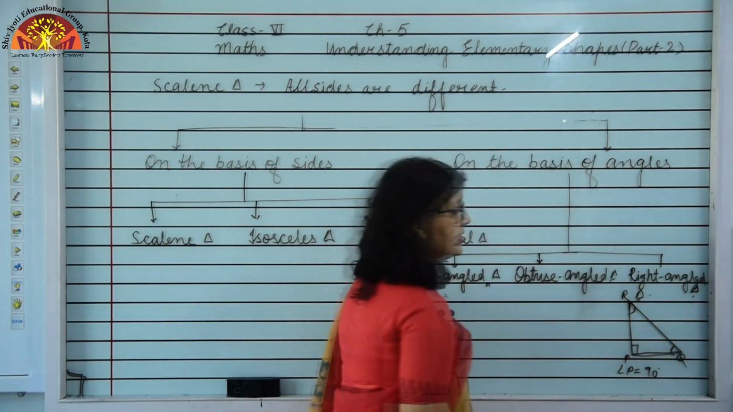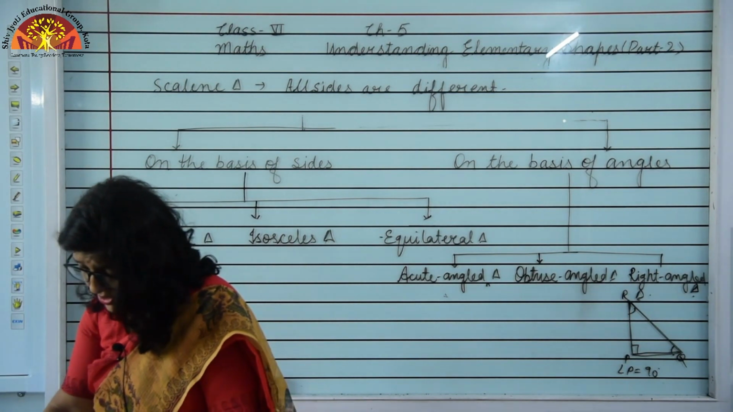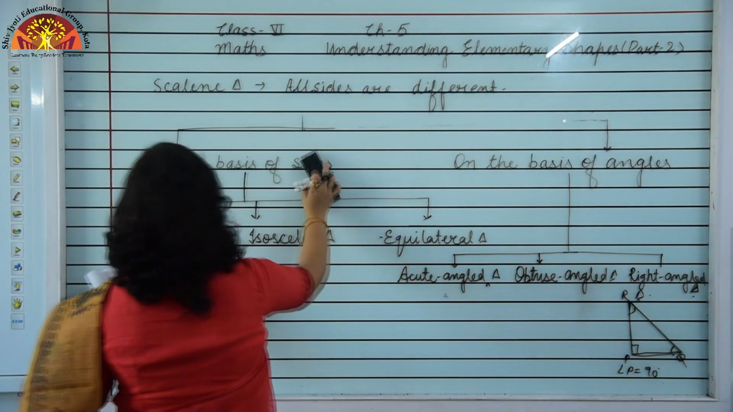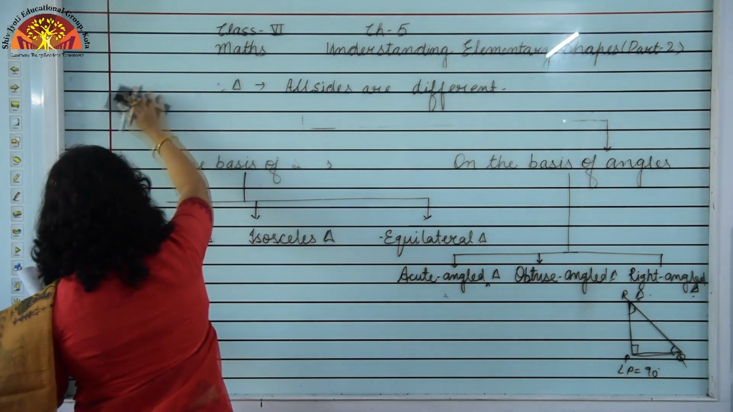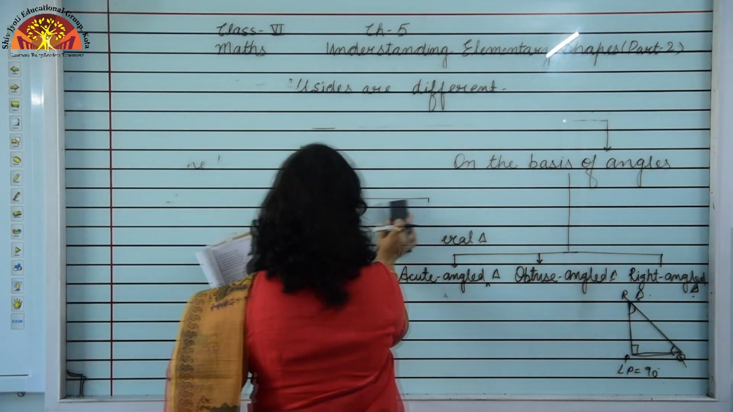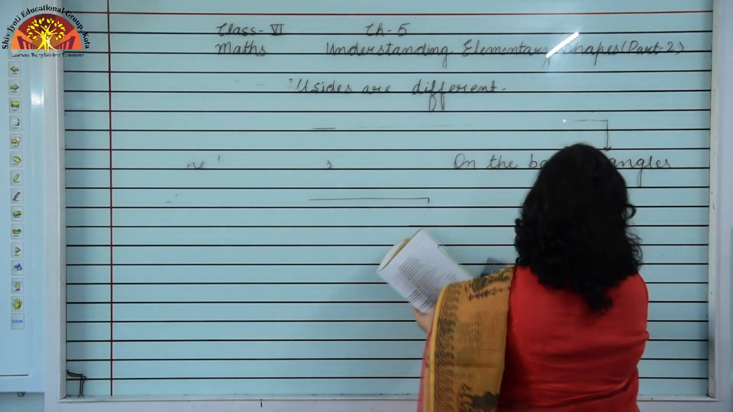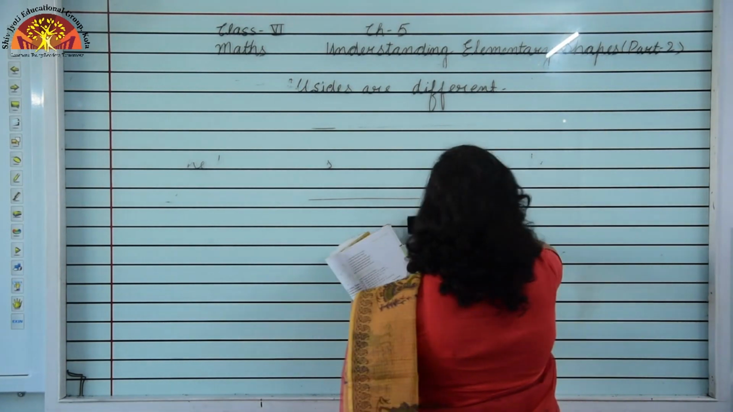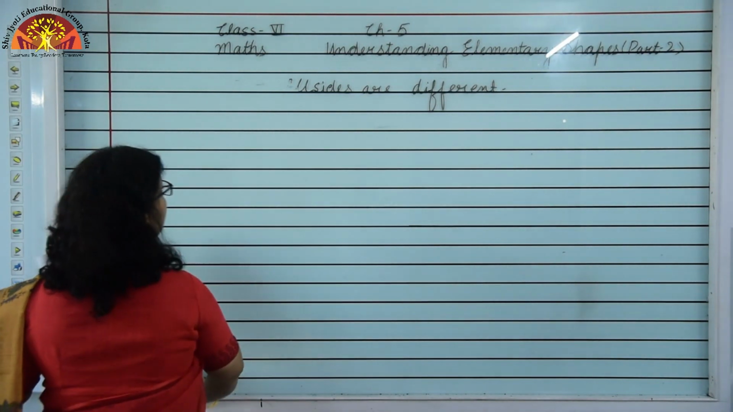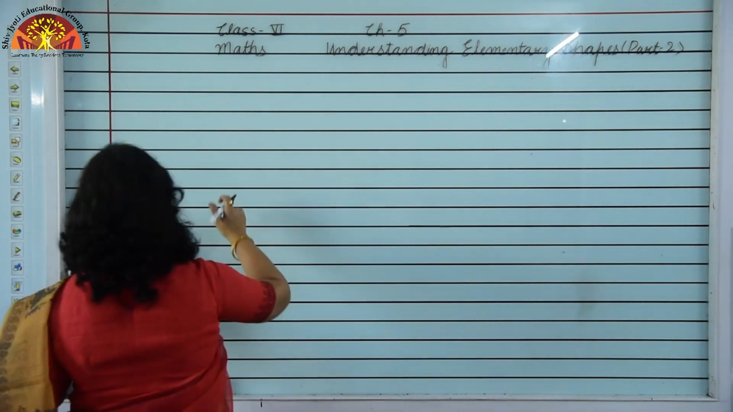Understood? Students, now we will start exercise 5.6, question number 1. Name the types of the following triangles. In the first question, triangle with lengths of 7 centimeter, 8 centimeter and 9 centimeter. What type of triangle is this? This triangle is a scalene triangle because all sides are different.